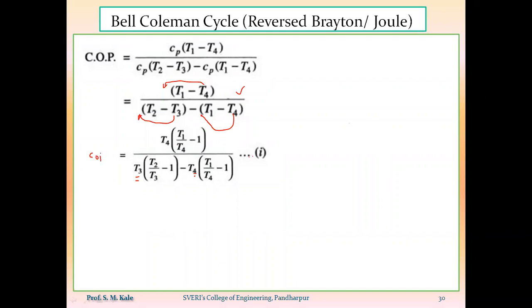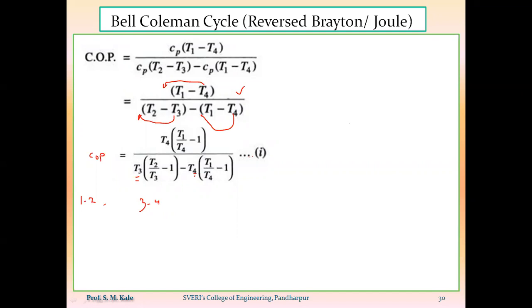Now, as I know that process 1 to 2 and process 3 to 4 are nothing but isentropic processes. Process 1 to 2 is called the isentropic compression process. Process 3 to 4 is called the isentropic expansion process. For isentropic processes, we know the conversion of temperature into pressure, or pressure into temperature, as well as conversion of temperature into volume or volume into pressure.